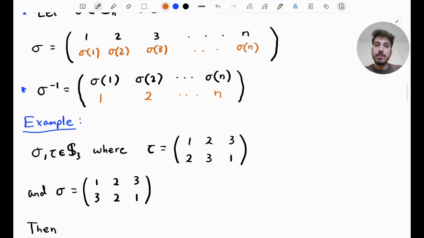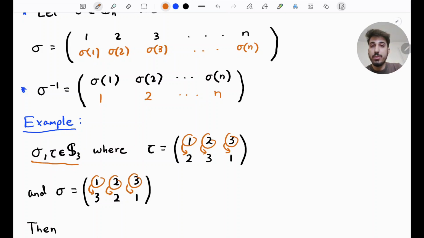So, for the example, we will consider only 3 elements, 1, 2, 3. And for these 3 elements, we will take some permutations. In fact, we will take 2 permutations, sigma and tau. So we call sigma and tau elements of the group S3. We will define them as such. Tau is defined as the permutation that sends 1 to 2, 2 to 3, and 3 to 1. Sigma is defined as the map that sends 1 to 3, 2 to 2, and 3 to 1.